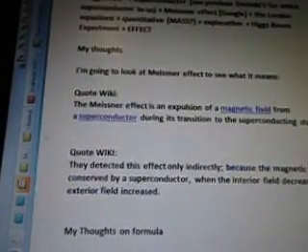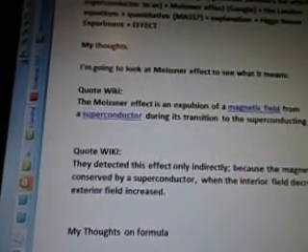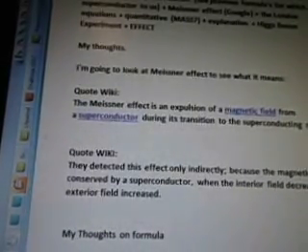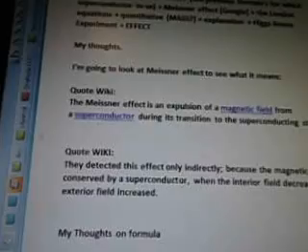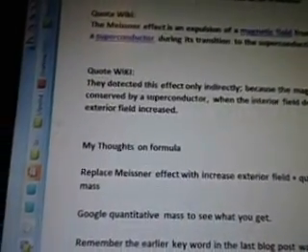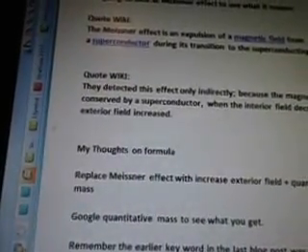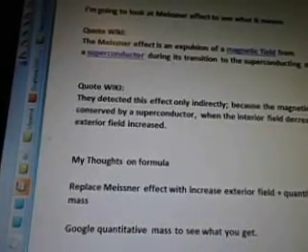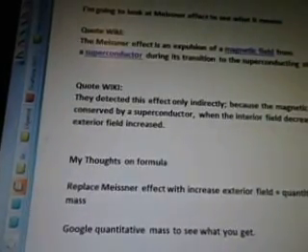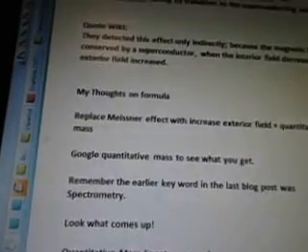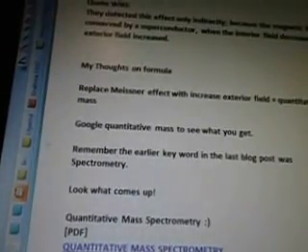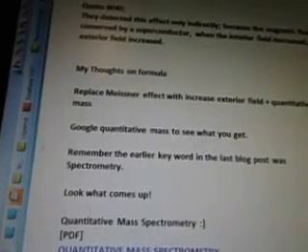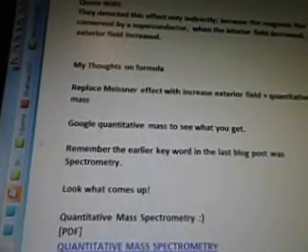My thoughts. I'm going to look at Meissner effect to see what it means. Quote from Wiki, the Meissner effect is an expulsion of a magnetic field from a superconductor during its transition to the superconducting state. Quote from Wiki, they detected this effect only indirectly because the magnetic flux is conserved by a superconductor: when the interior field decreased, the exterior field increased. My thoughts on formula. Replace the Meissner effect with increased exterior field plus quantitative mass. Google quantitative mass to see what you get.